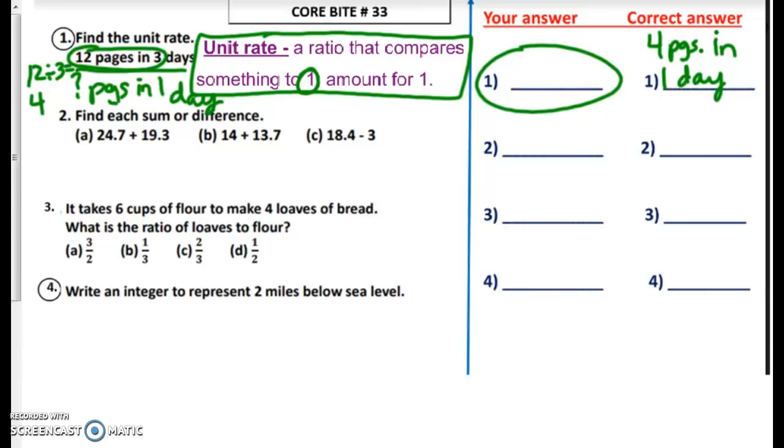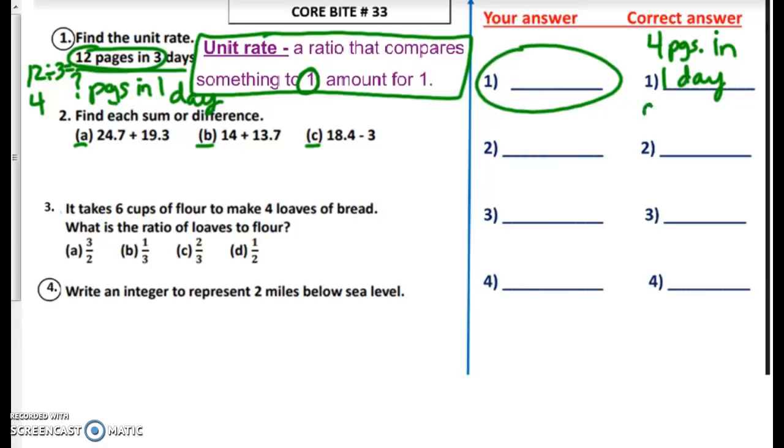Number 2, I am not giving you any hint because we have already covered operations with decimals. So you will have 3 different answers. One reminder, when you are adding or subtracting decimals, you line up the decimals and then add and subtract. So pause your video and answer all 3 parts A, B, and C to this problem.